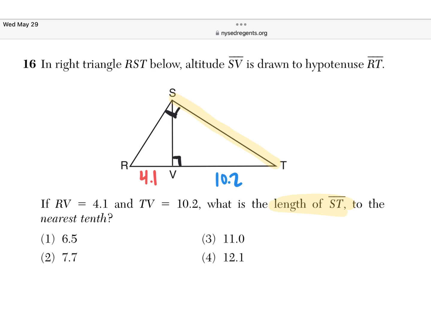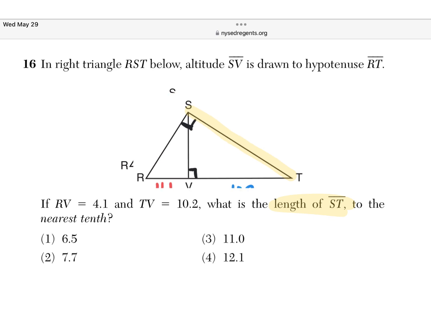Well, here is what I know. This is a right triangle, and we know one side. If we're able to figure out the second side, we can apply the Pythagorean theorem to determine the third side, or the hypotenuse. And here's how we're going to do that. I'm actually going to make a copy of this triangle. And here's what I know, ladies and gentlemen.